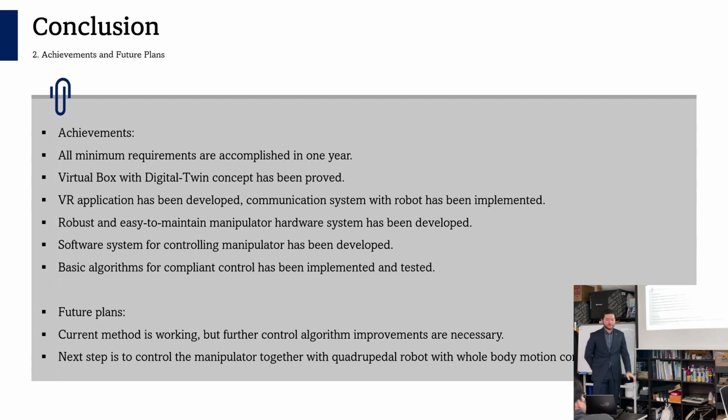As a conclusion, all minimum requirements were accomplished in 1 year. The virtual twin and digital twin concept has been proved. A virtual application has been developed. A communication system with the robot has been implemented. A robust and easy-to-maintain manipulator hardware system has been developed. A software system for controlling the manipulator has been developed. Basic algorithms for compliant control have been implemented.